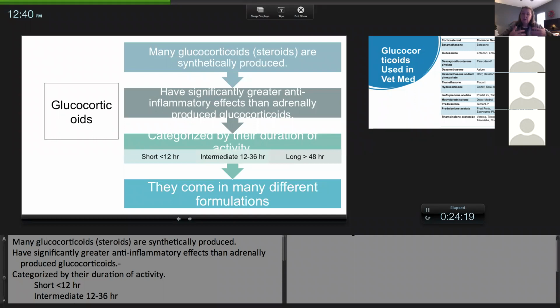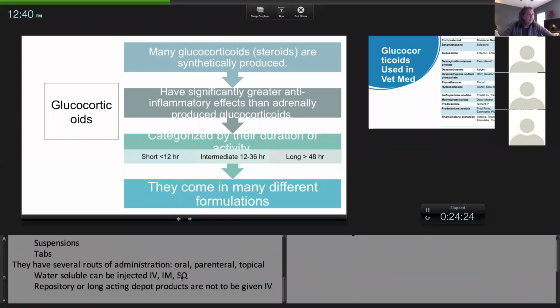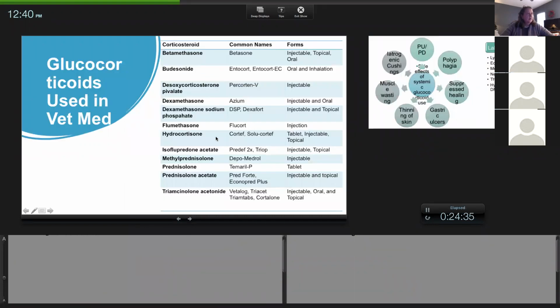Sometimes these are added to other medications, topical medications, tablets. You can give them via injection, oral agents. So here are different corticosteroids. Now, there's a lot on here. The ones that I would say are the most common that you're going to deal with, dexamethasone, and then there's Dex-SP, dexamethasone sodium phosphate, and just dexamethasone. And sometimes you're going to use one versus the other.